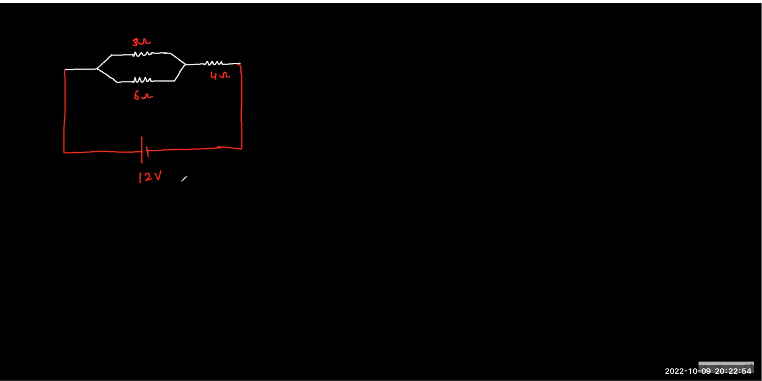So 6 and 3 are in parallel. Can we reduce it? If you can reduce it, the left will become 6 and 3, how much? 2. So this is as simple as this circuit. So potential across 4 will be how much? Tell me.